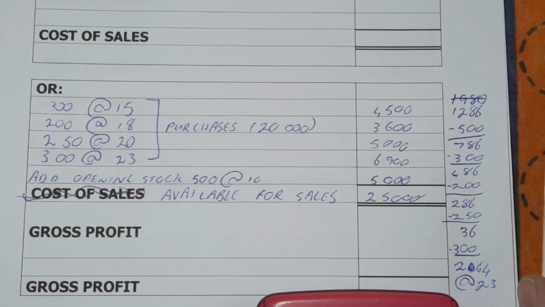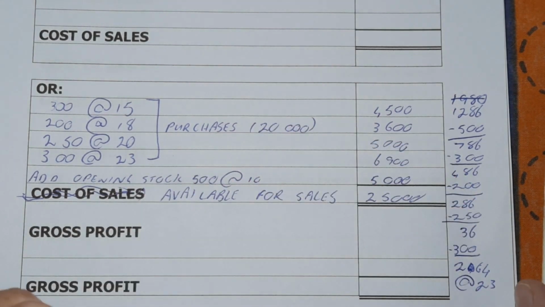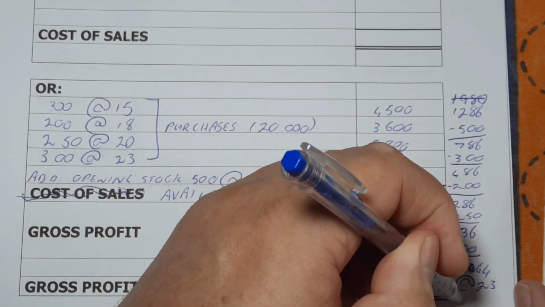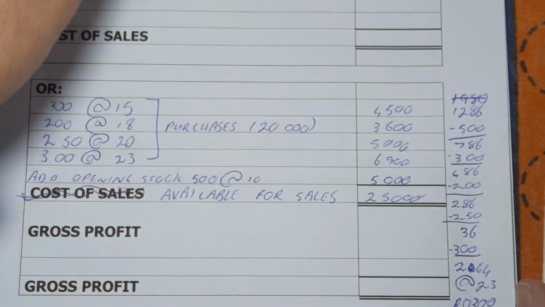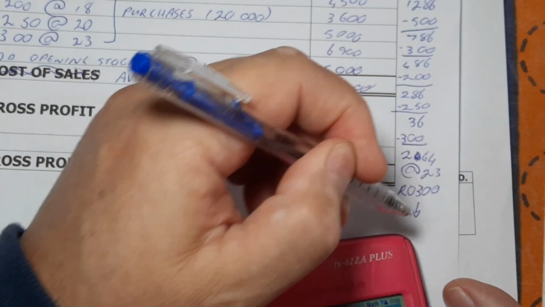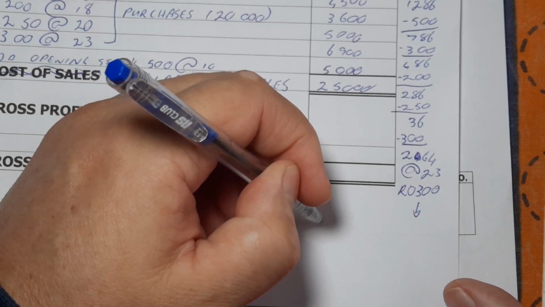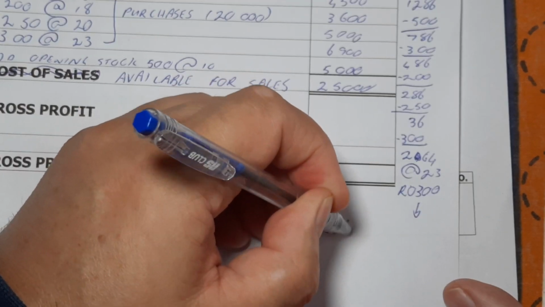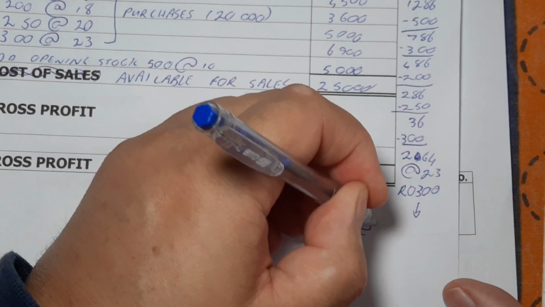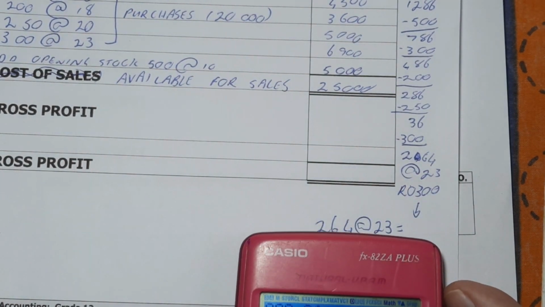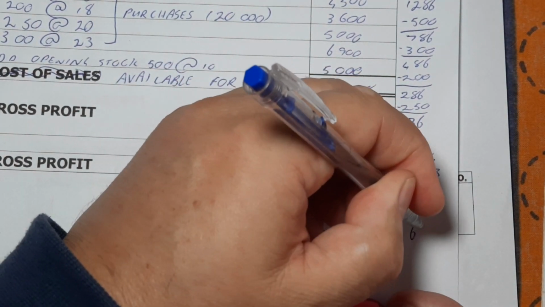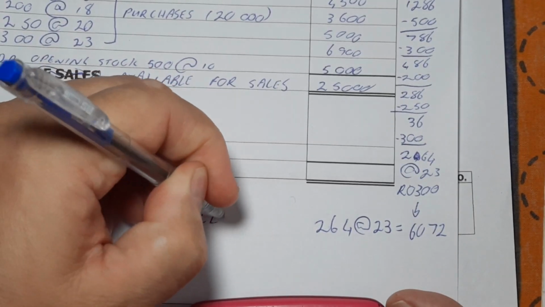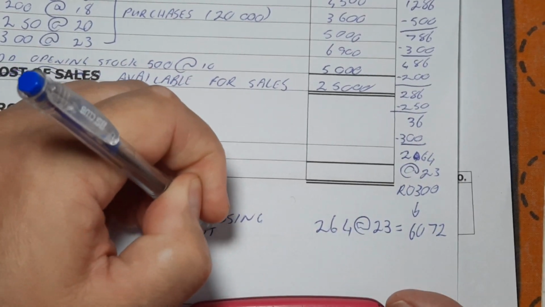Therefore, the units unsold would be 264 units, and that is at 300 Rand per unit, which we sold. So our closing stock would be 264 units at 23 gives us 6,072. That would be our closing stock.